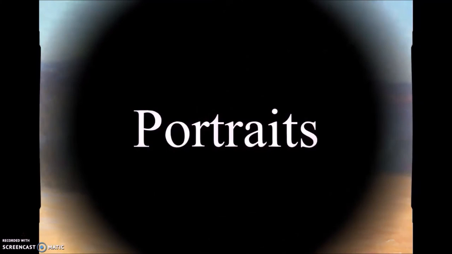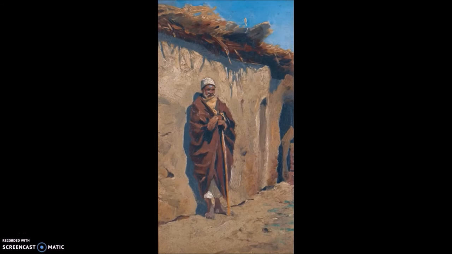Now we come to this section connected with portraits painted by Ludwig Deutsch. Here we have a painting under the name Egyptian Figure of an Old Man, signed and dated Lucaire, 1889.